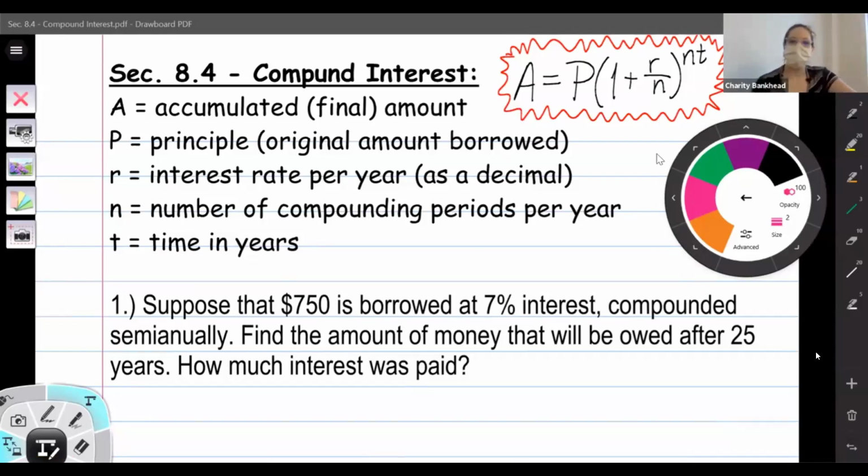Einstein was quoted as saying that compound interest was the eighth wonder of the world. My mom thinks it's a scam.